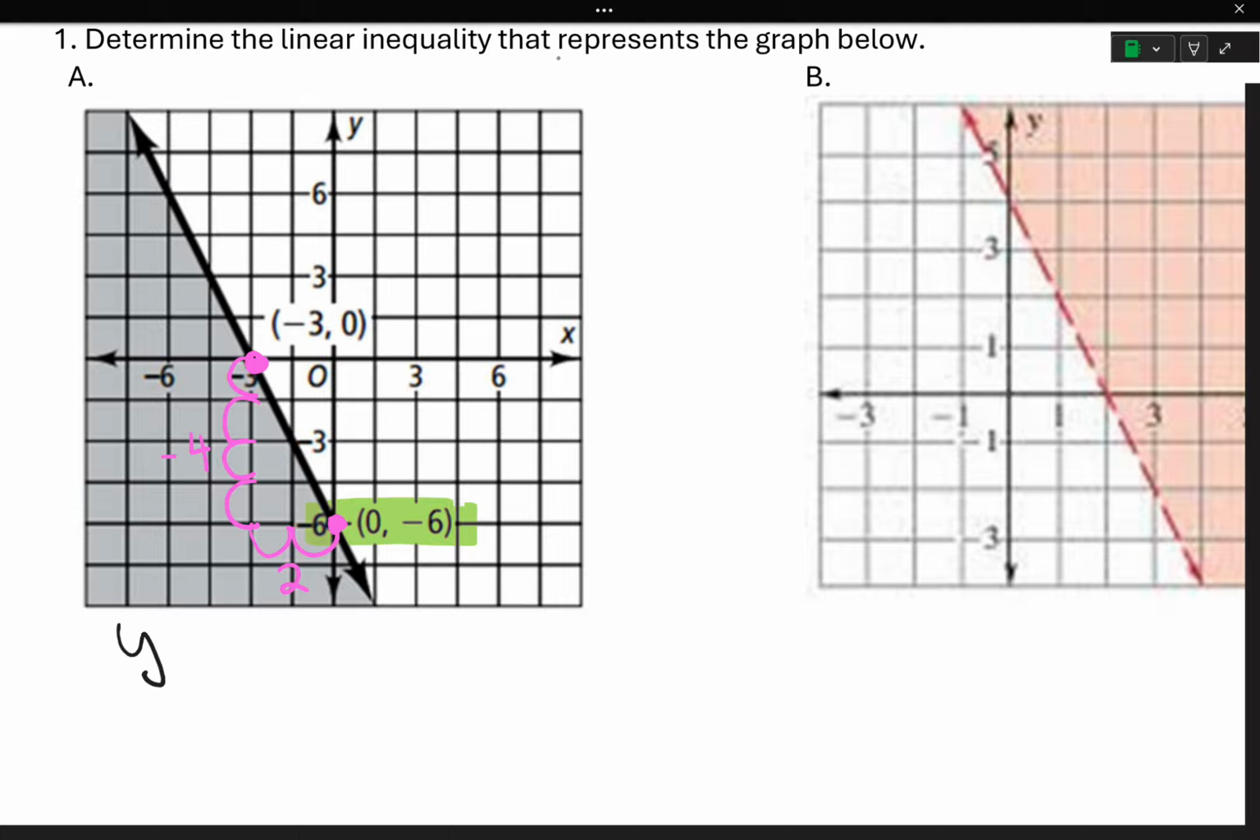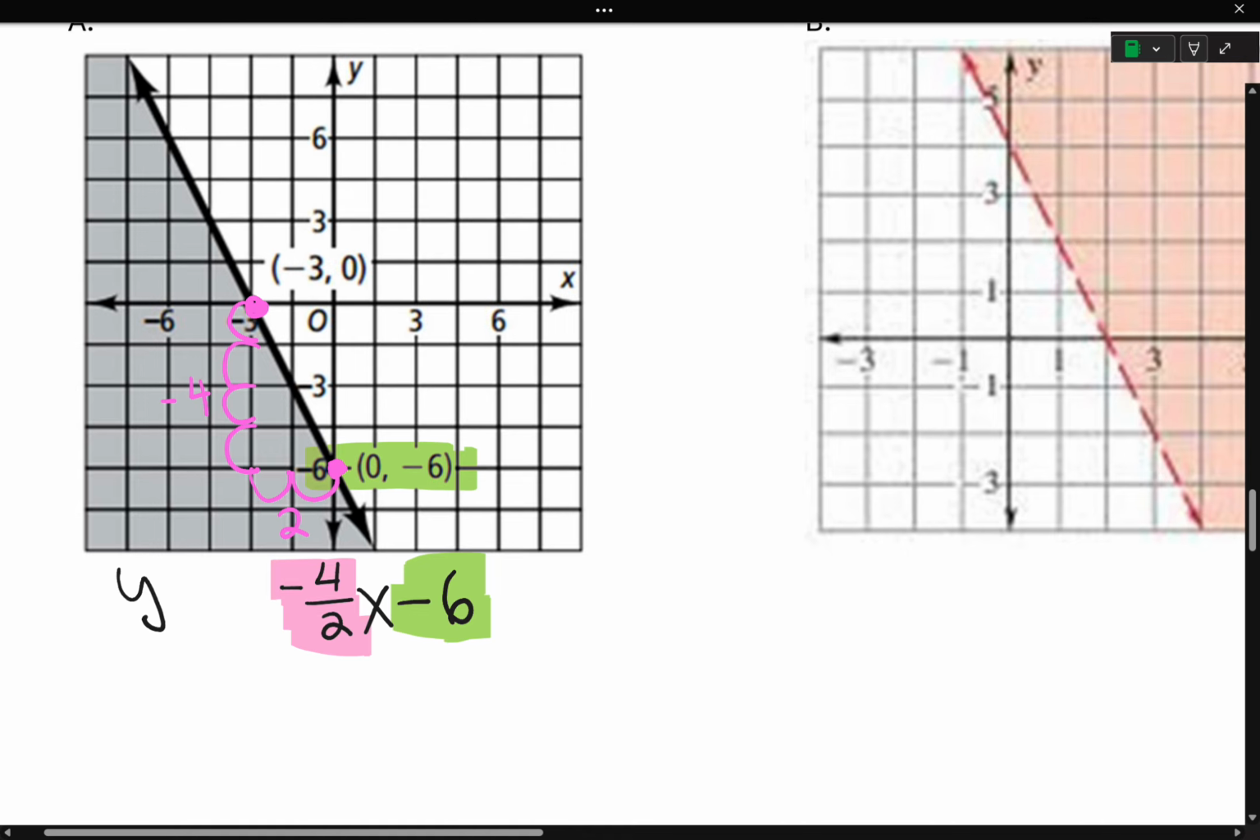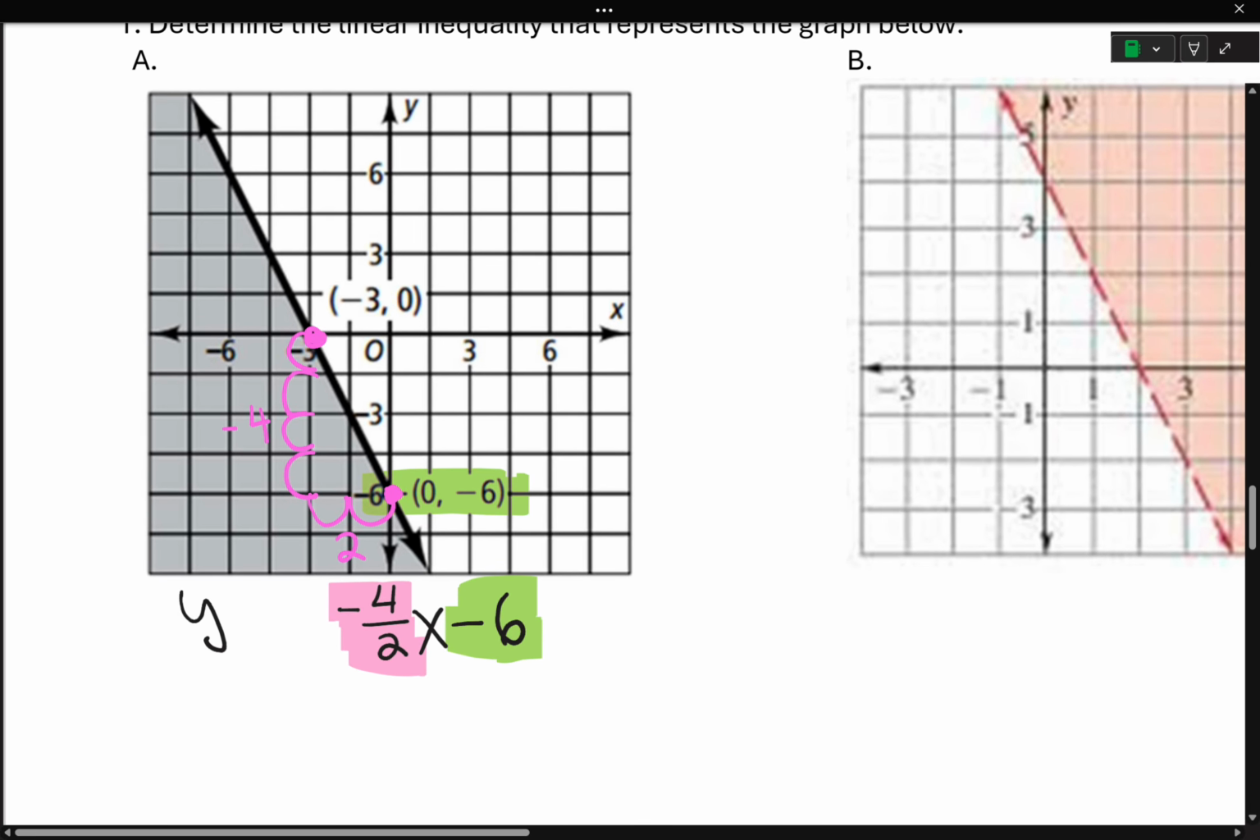Sorry, when I said slope, I really meant our inequality. It is going to start with a y. There's going to be some symbol here. I'm not sure yet, so I'm going to leave it blank. Our slope is -4/2 x, and our y-intercept is -6. Some of you might see how we can already reduce the slope, but let's decide on our symbol first, and then we can reduce the slope.